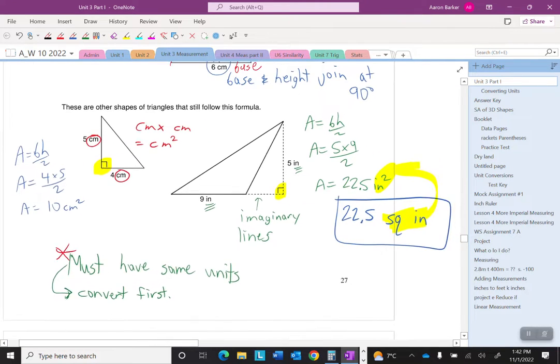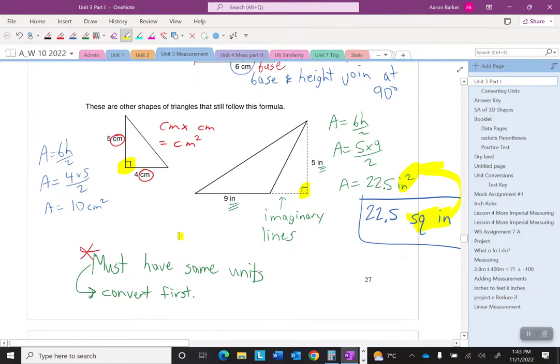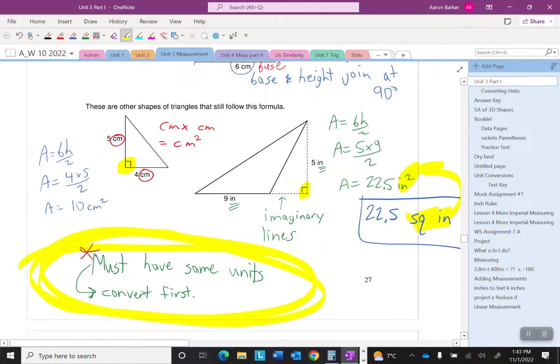So key points, write it once again. You must have the same units. We won't see that with assignment 7A, but you'll absolutely see that with assignment 7. You have to convert first. So make sure you bring your Chromebooks for tomorrow. Having your Chromebooks is going to make it easy to do your conversions. Any questions about the conversions? Type into Google. That's what we've been doing. Google will help you.